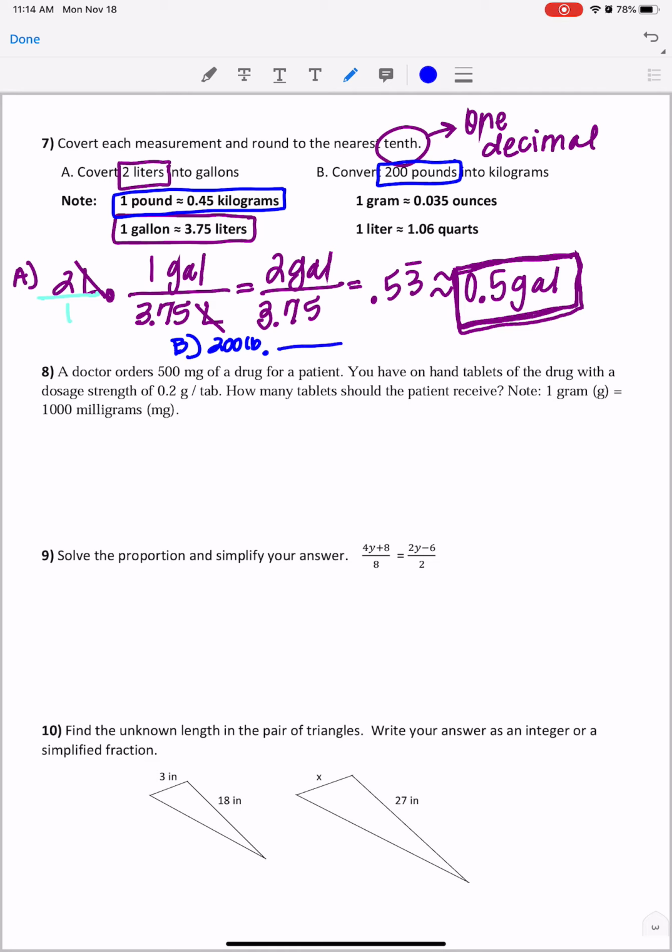So because I already have my pounds on top, that means I need my 1 pound here on the bottom, which leaves that 0.45 kilograms on the top. My pounds are going to cancel. And so 200 times 0.45 is a nice and pretty 90. So 90 kilograms.